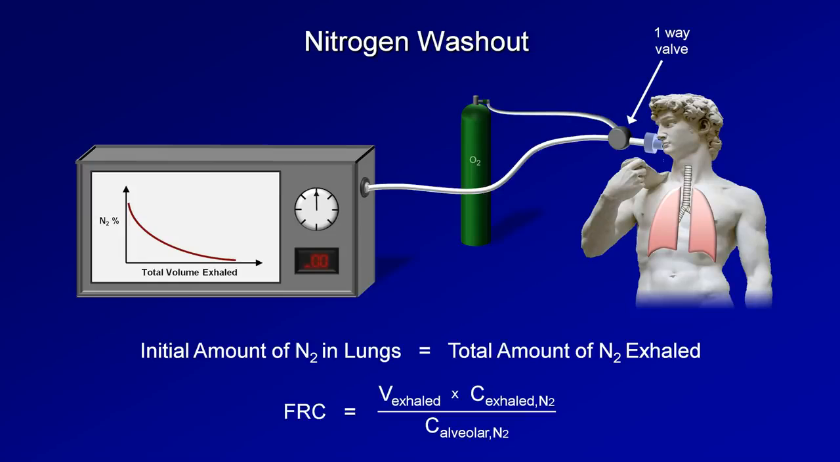Nitrogen washout has the same general advantages and disadvantages as helium dilution, with the one added disadvantage of possibly potentiating carbon dioxide retention in patients with severe COPD due to the 100% oxygen's effect on overcoming pulmonary hypoxic vasoconstriction, thus worsening VQ mismatch.